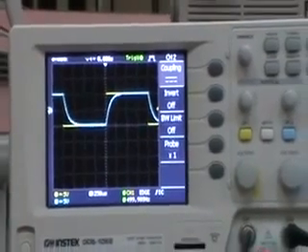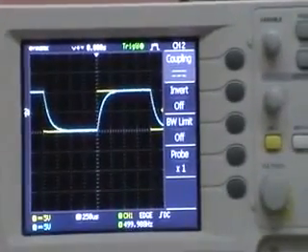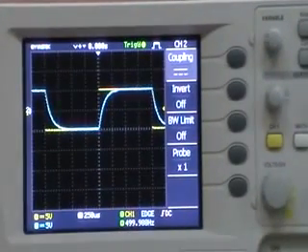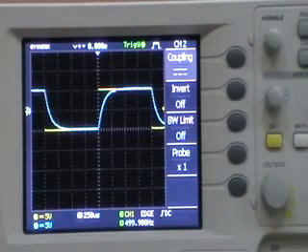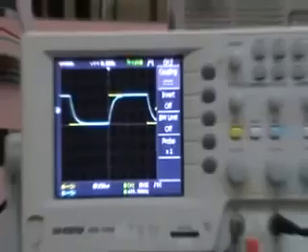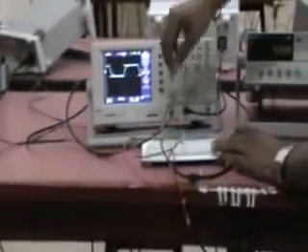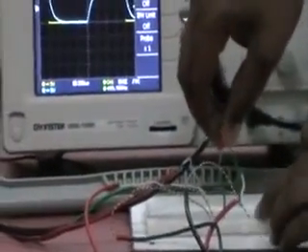Coming to the next part, the RC differentiator circuit. The only variation in this RC differentiator circuit is interchanging the resistor and capacitor. We will get the RC differentiator circuit. Now you can make the variation, just interchange the resistor and capacitor.